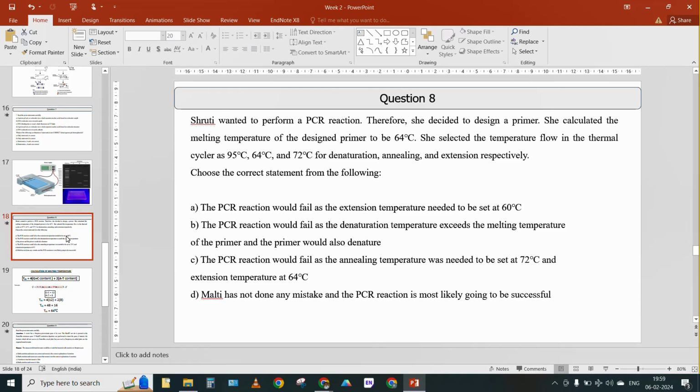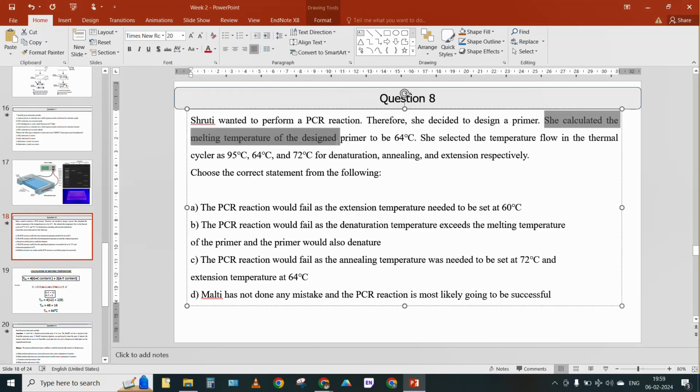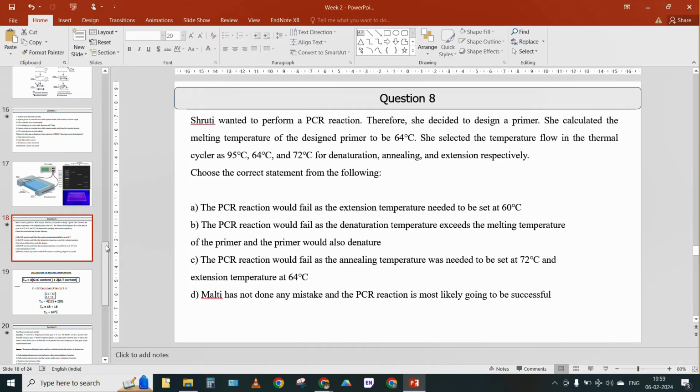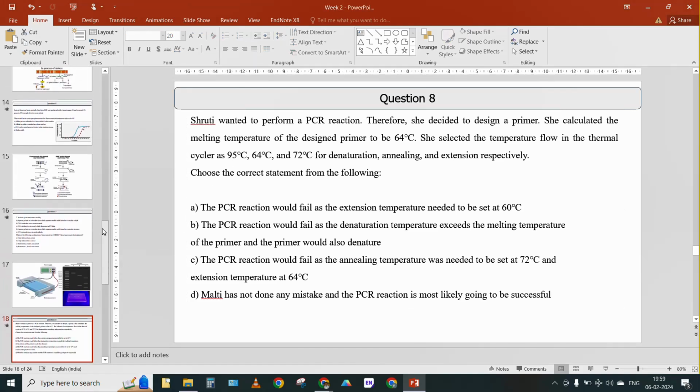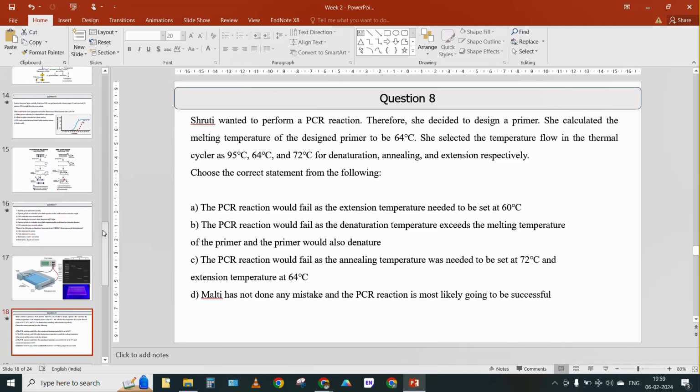Okay, and here there is one statement that she calculated the melting temperature of the designed primer to be 64 degrees Celsius. Do you know how she calculated the melting temperature of the designed primer? How did she calculate that it is 64? By counting the A and T and G and C, there is a formula: A plus T into 2 plus G plus C into 4, which gives the melting temperature. Okay, exactly. You are correct. Option D is the correct one.